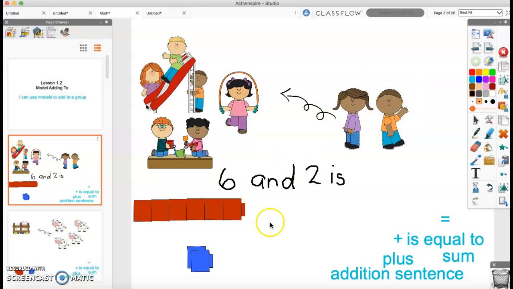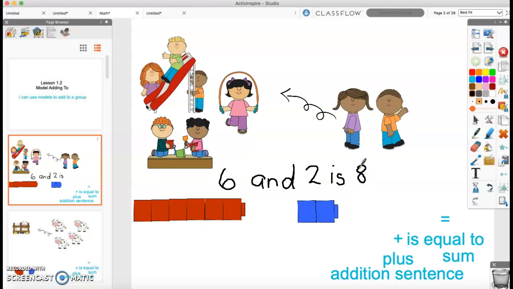And I had 2 more over here, so I'm going to put up 2 blue cubes for those 2 kids. That would be 6 and then 2. Then I can count them all together: 1, 2, 3, 4, 5, 6, 7, 8. So I have 6 and 2 is 8.